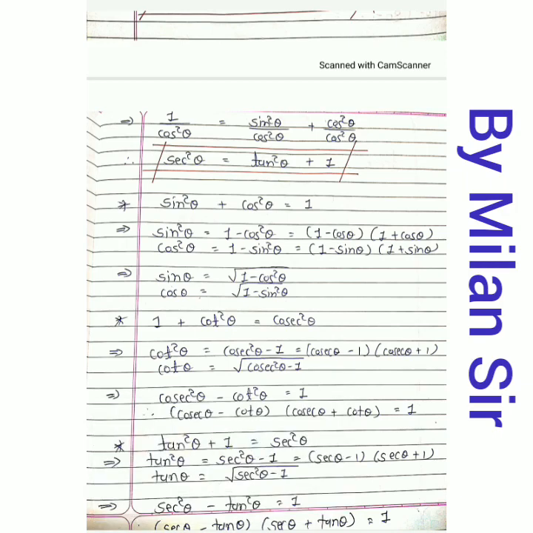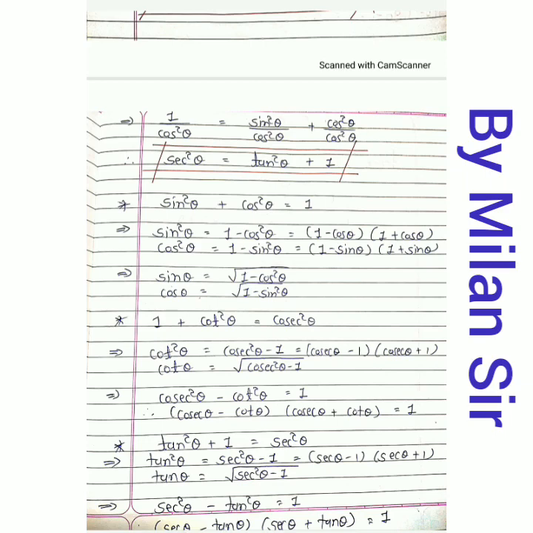Now the second identity, 1 plus cot square theta is equal to cosec square theta. So here cosec square theta is equal to 1 plus cot square theta. But if I want to find cot square theta, then I transfer 1 to the right hand side. So cot square theta is equal to cosec square theta minus 1. And from that, if I want to find cot theta, then I need to take the square root. Again same thing. Here cosec square theta minus 1 is also in the form of x square minus y square. So I can write cosec theta minus 1, cosec theta plus 1.